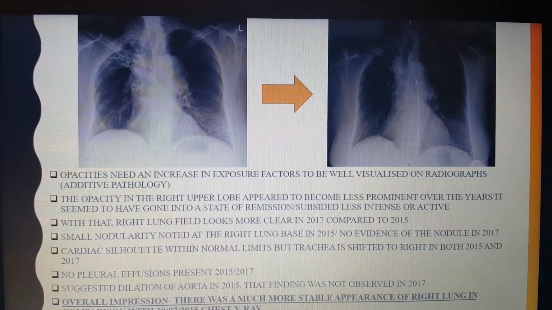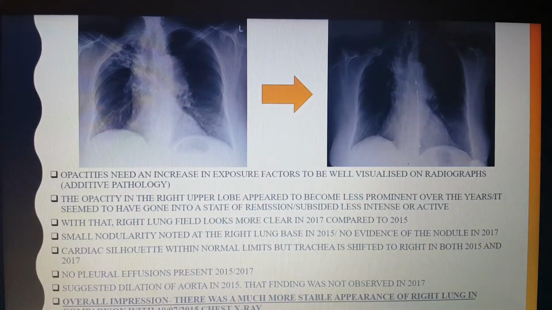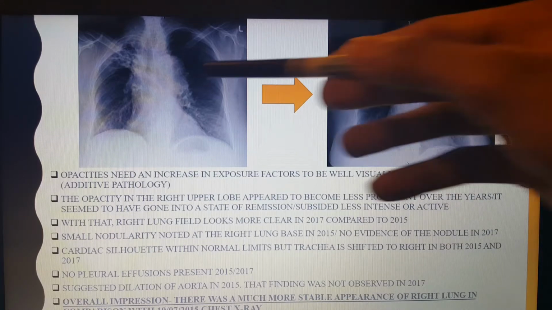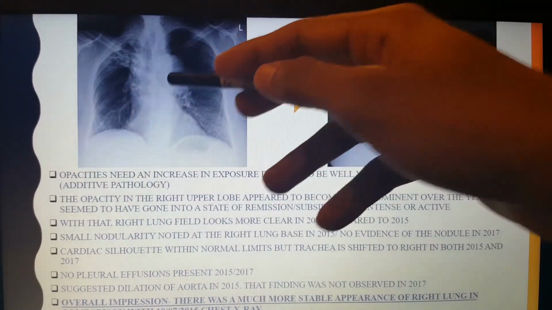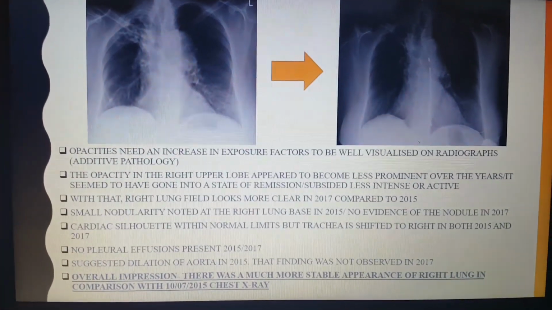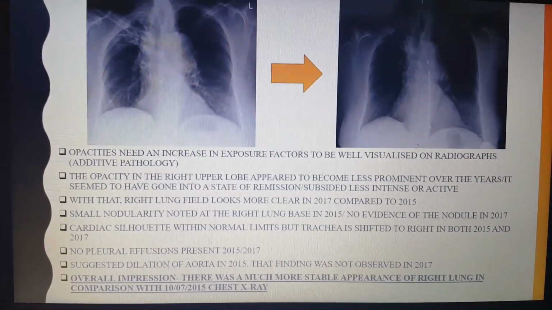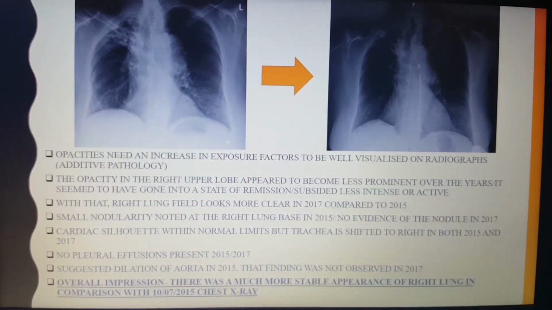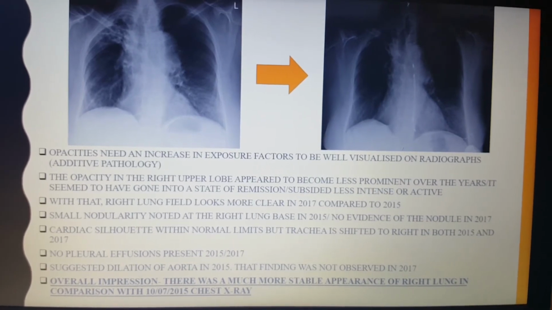Also, the cardiac silhouette in both chest X-rays was within normal limits, and also, as you can remember, the trachea on both images was shifted over to the right. No pleural effusions were present in any of the images, whether it be 2015 or 2017. However, the suggested dilation of the aorta in 2015 was not observed in 2017. The radiologist didn't make any note of the aorta being dilated in 2017. However, the overall impression was that there was a much more stable appearance of the right lung in comparison with the 2015 chest X-ray.